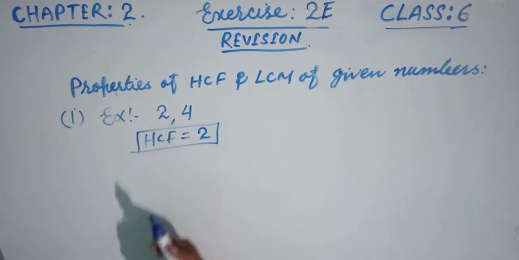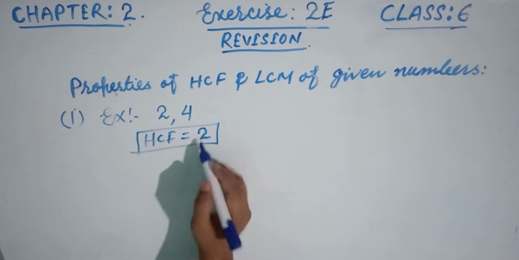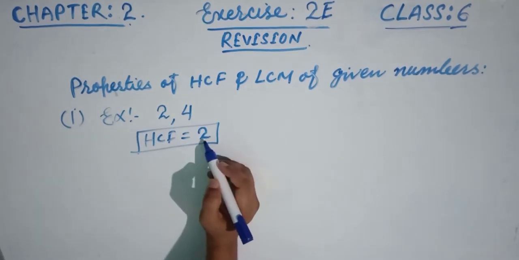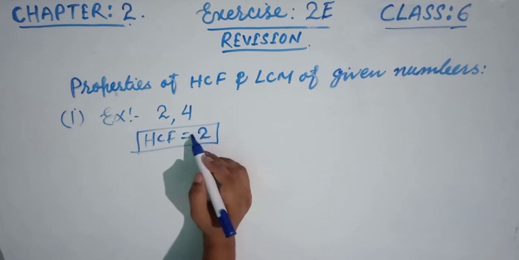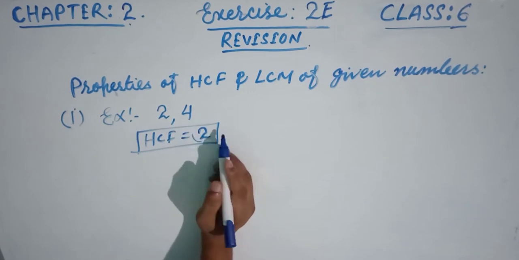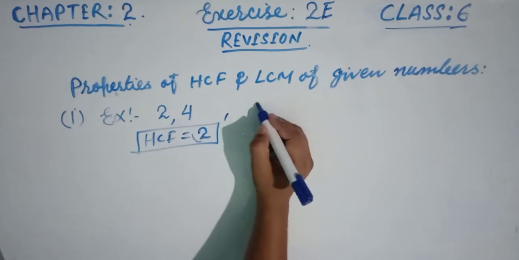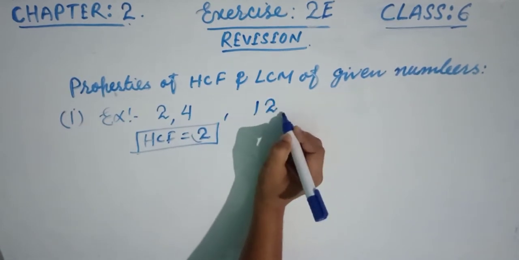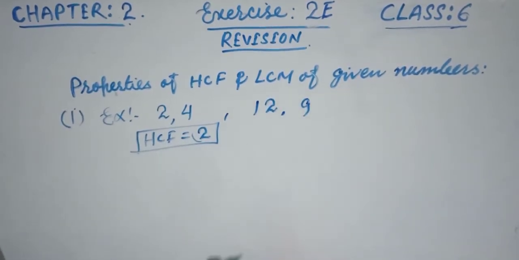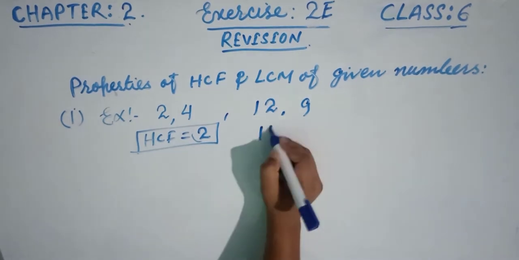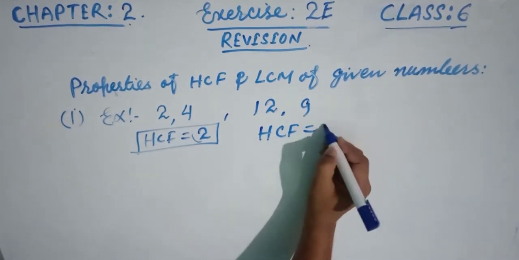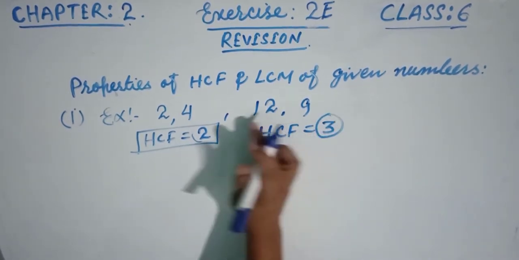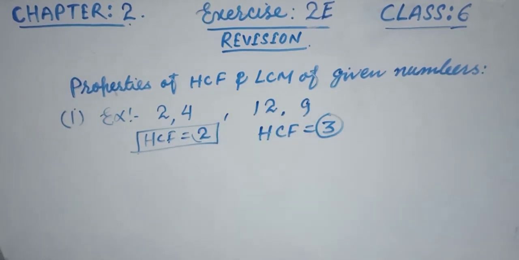Once again I repeat, the HCF of a group of numbers is not greater than any of the given numbers. This number will never be greater than it. Okay, another example, suppose 12 and 9. Look, friends, the HCF of 12 and 9 is 3, and this 3 is not greater than any one of the given numbers. I hope you will understand.